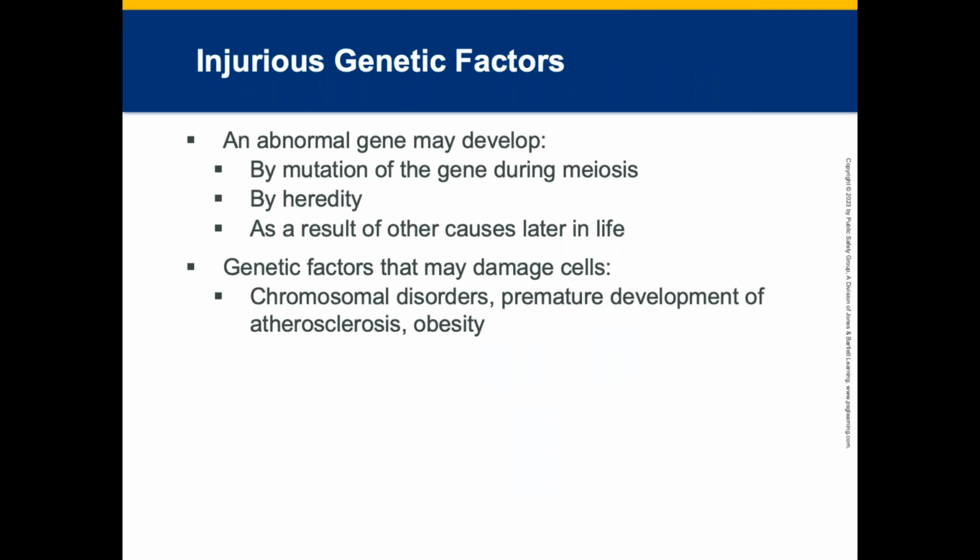So some injurious genetic factors. An abnormal gene may also develop by mutation of the gene during meiosis, by hereditary, or as a result of other causes later in life. Some genetic factors that may damage cells, obviously chromosomal disorders, premature development of atherosclerosis, or obesity. So more of the genetic factors.